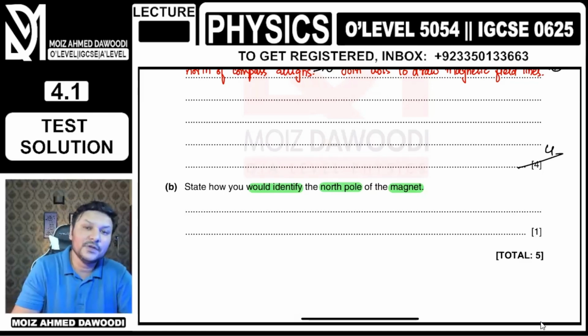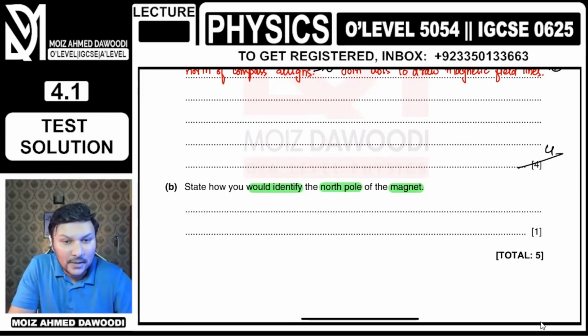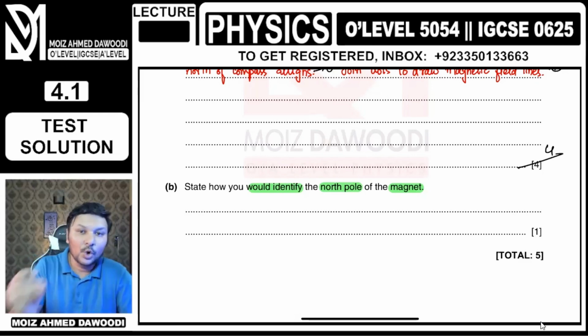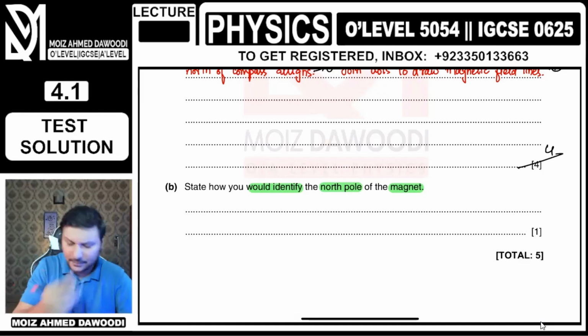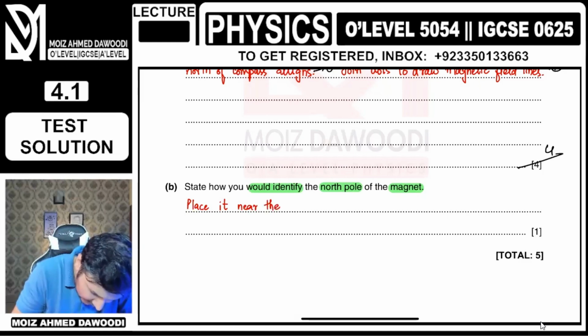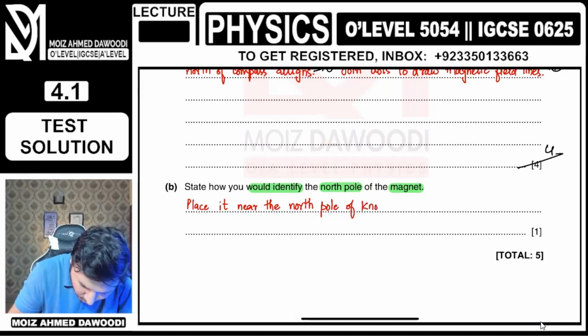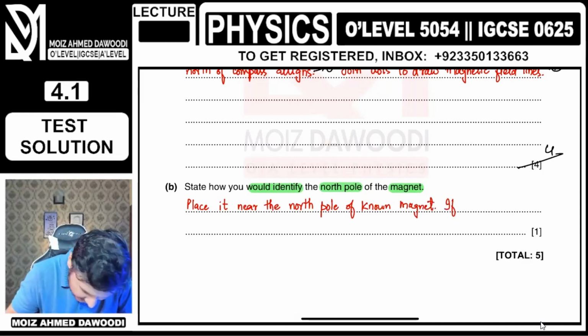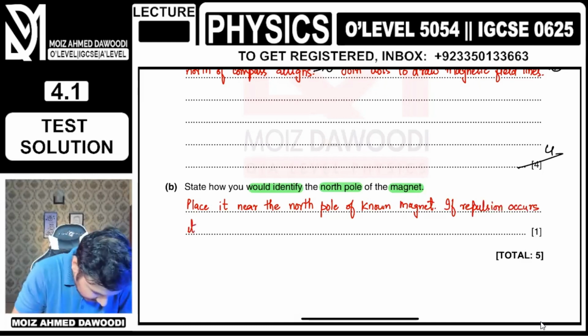So why should we use the concept of attraction to identify the poles? Always go with repulsion. There are multiple ways to explain this part. One of them, the most popular one, is to place it near the north pole of a known magnet. If repulsion occurs, it's north.